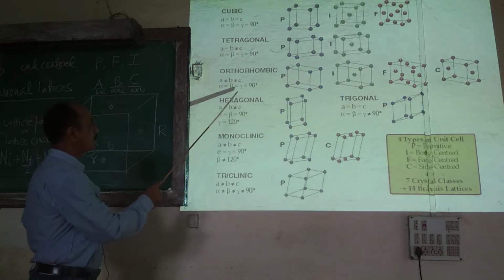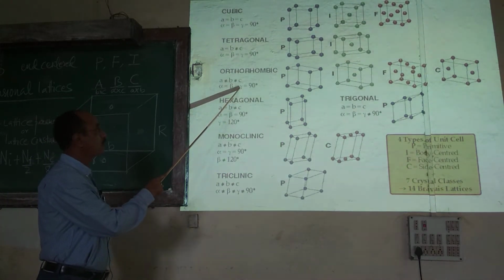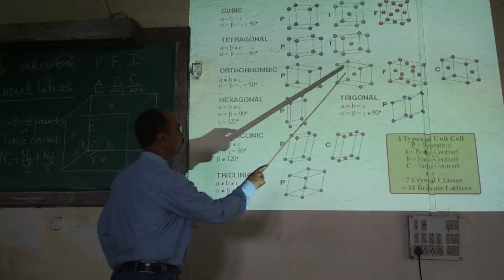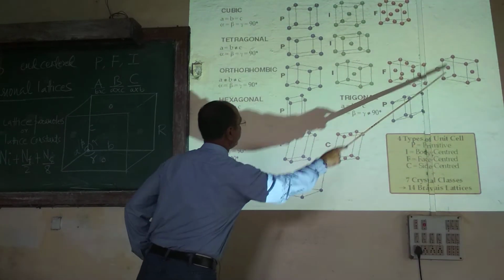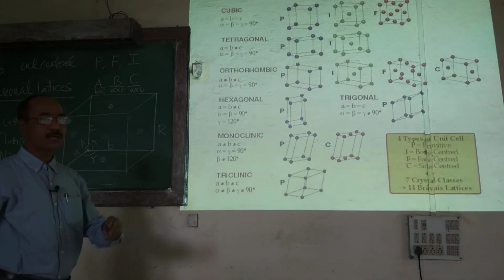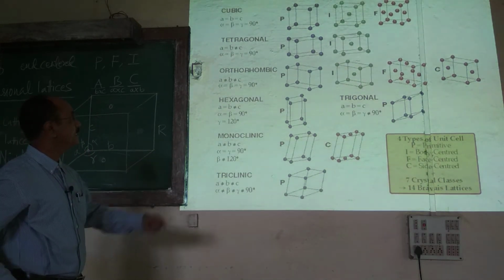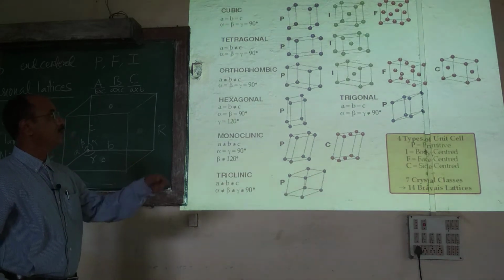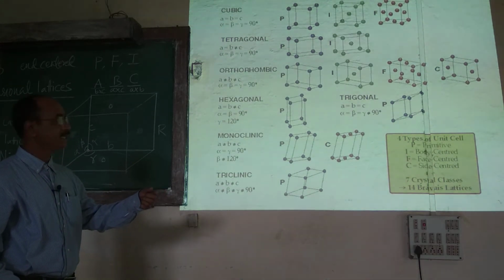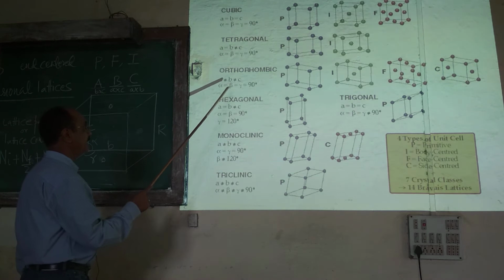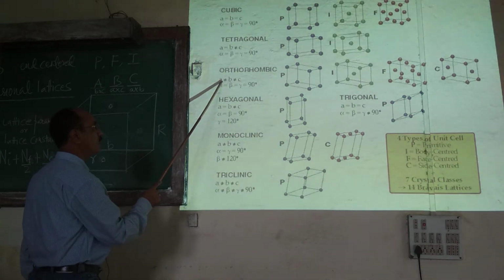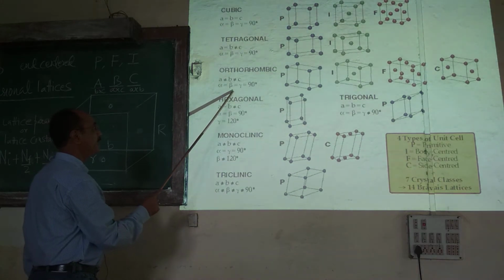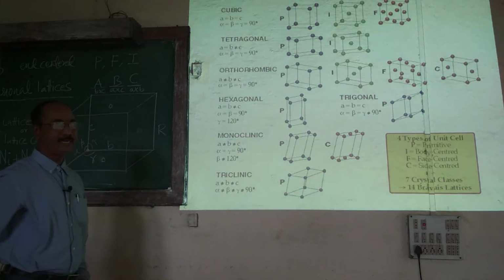Third is the orthorhombic crystal system. It has four Bravais lattices. The number of Bravais lattices in case of orthorhombic is the highest. It has four Bravais lattices, and the lattice parameters are a is not equal to b, b is not equal to c. Alpha, beta, and gamma are equal to 90.